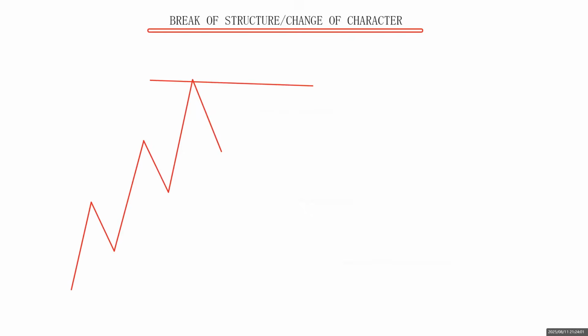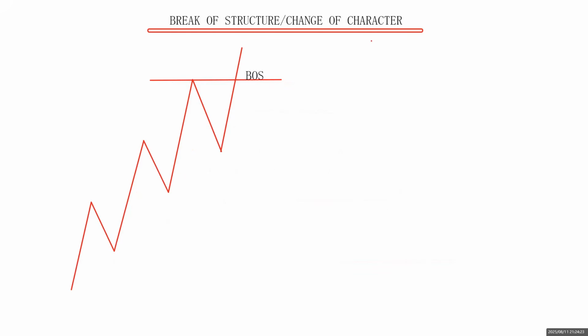So let me put the bullish one on the left and the bearish one on the right so that we understand the concept. From here, this is the last higher high, because it is higher than the previous high. Once that last higher high gets taken out, this is regarded as a break of structure. Price has gone on to create another higher high. This is what is indicated as a break of structure.